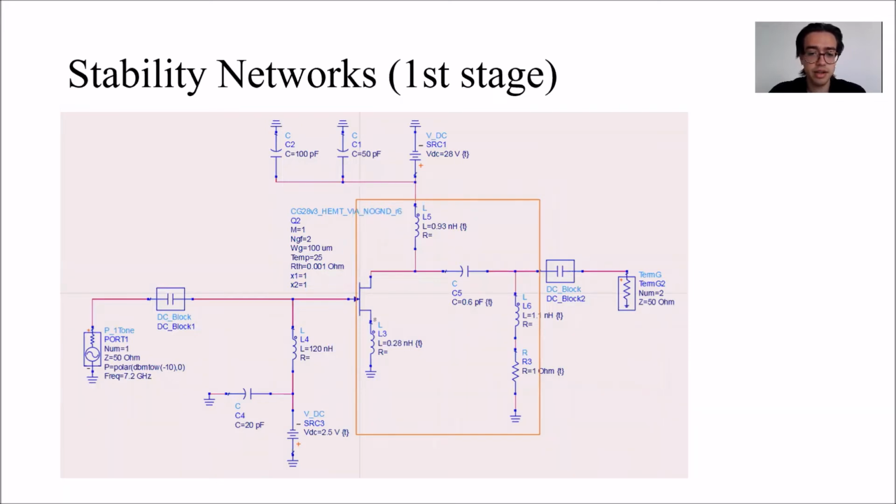Later on, I needed to stabilize the transistor, and I decided to have such a topology in the first stage. I put the stability network on the output side of the transistor because this stage has to be the LNA stage. Also, I decided to use a source degeneration inductor to improve the noise performance.